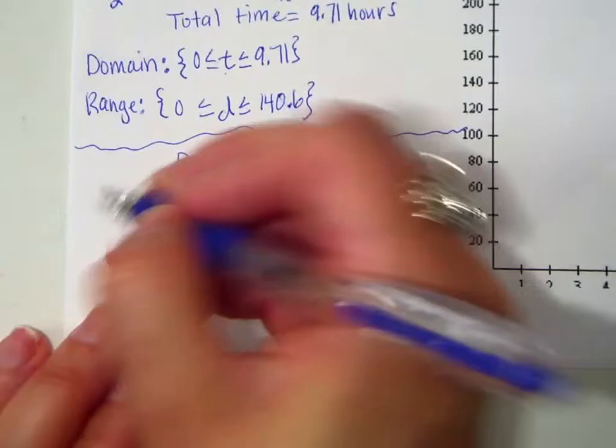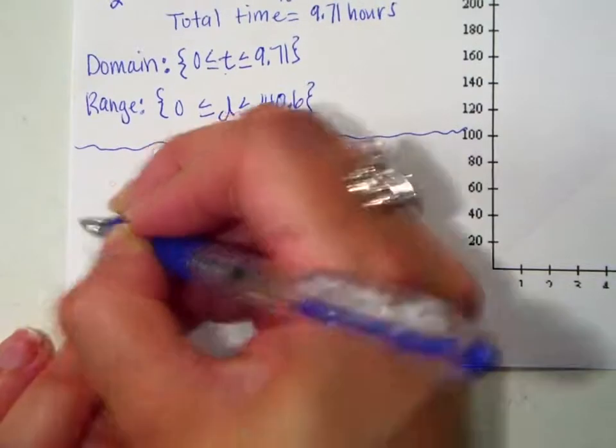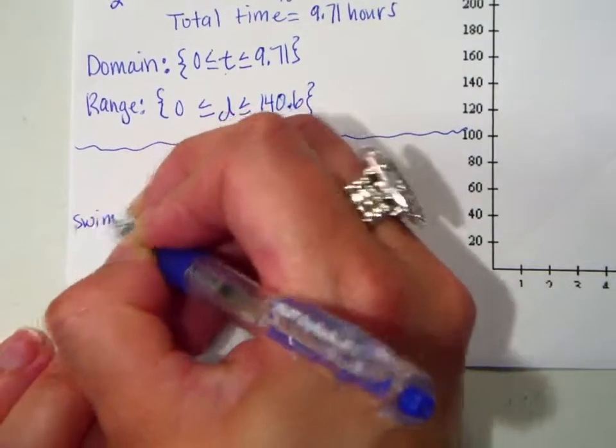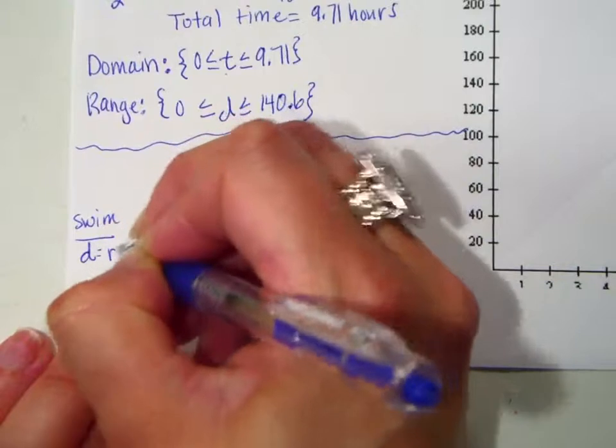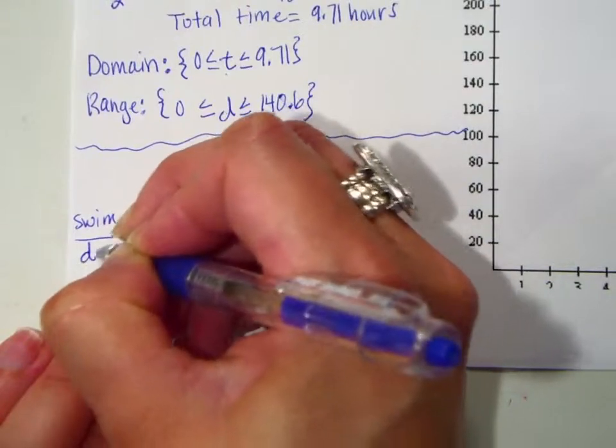So for the, what do we do first? The swim. Distance equals rate times time.